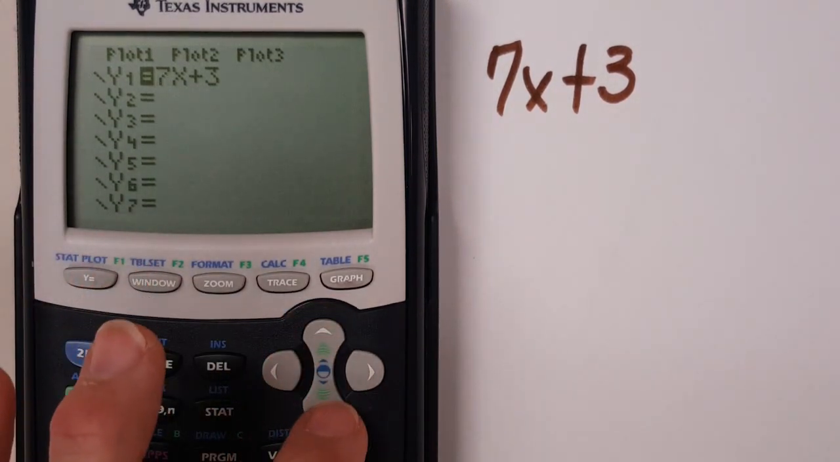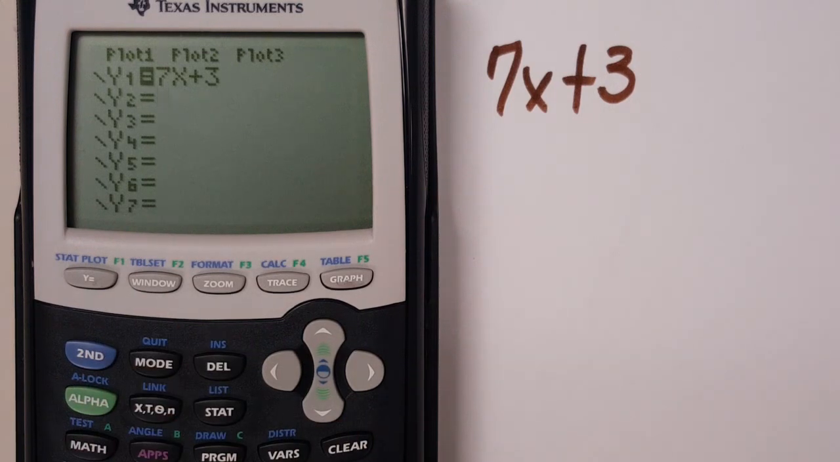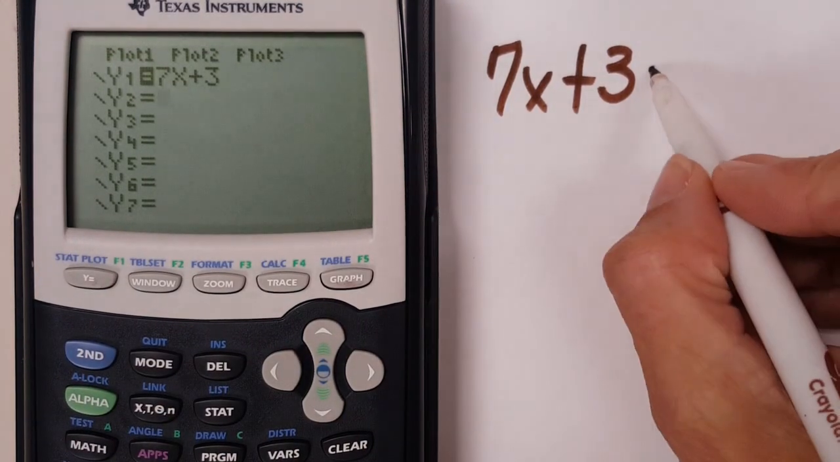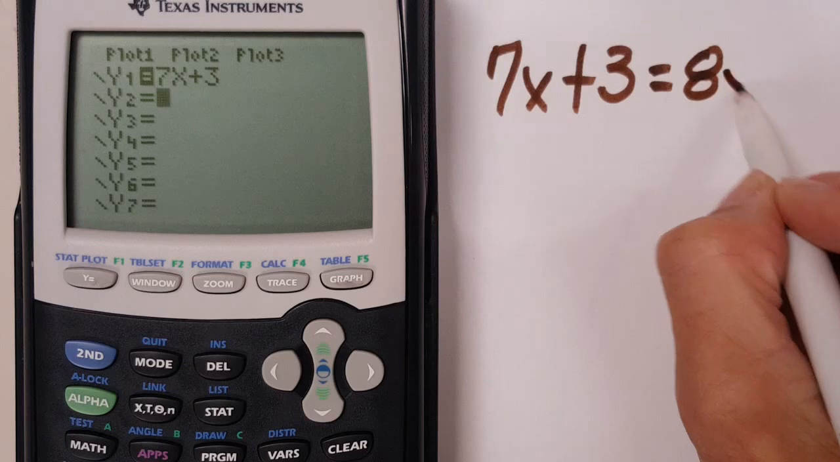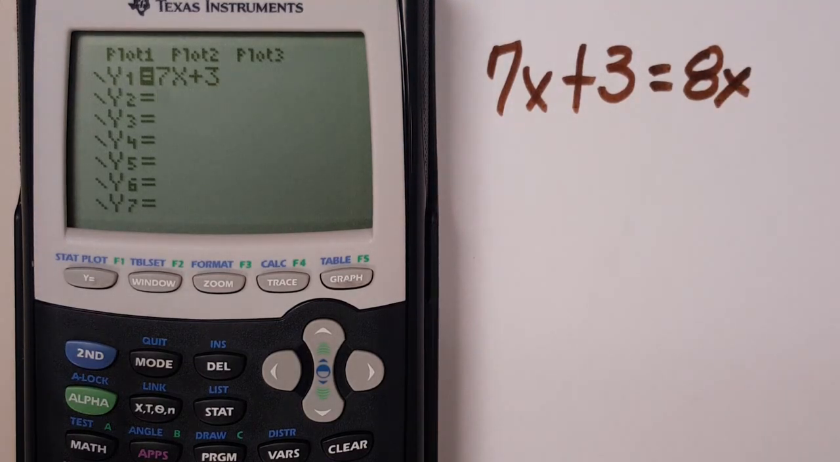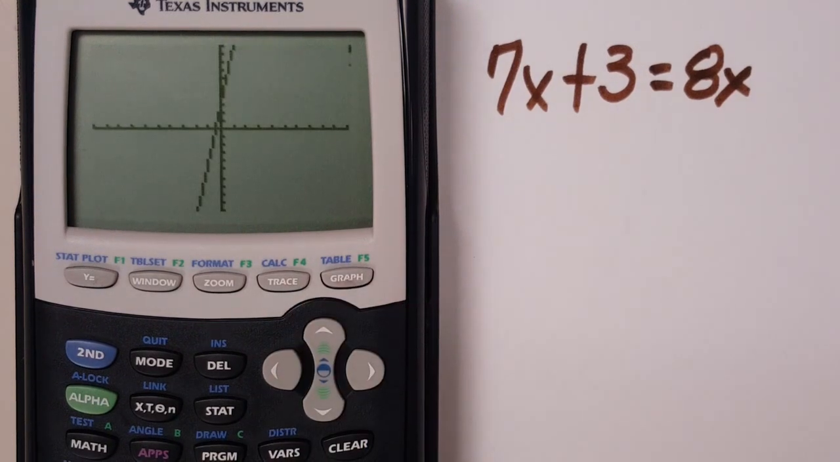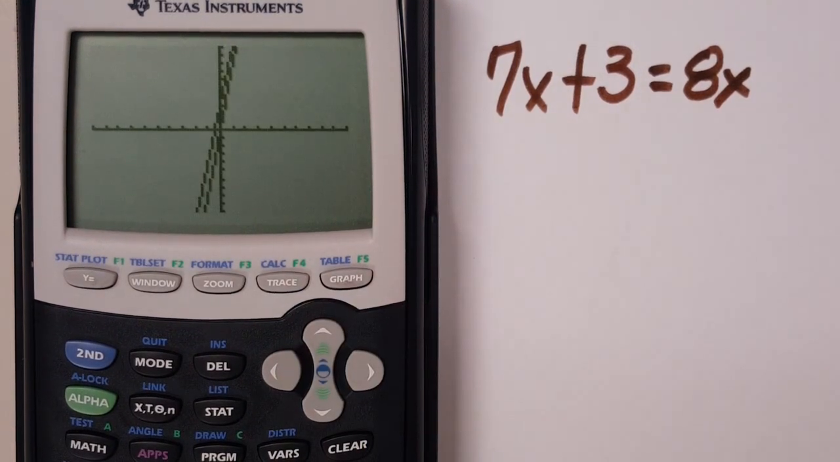This button is a cursor. It moves you down. So now I'm going to put in the other half of the equation, which was 8x. So I'm going to put in 8x. I'm going to hit graph again and see what it looks like. Oh, it looks almost like the same line. It's not. My answer's in there, but we're going to use the table to find our answer.